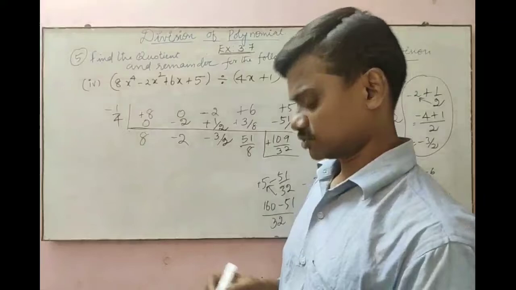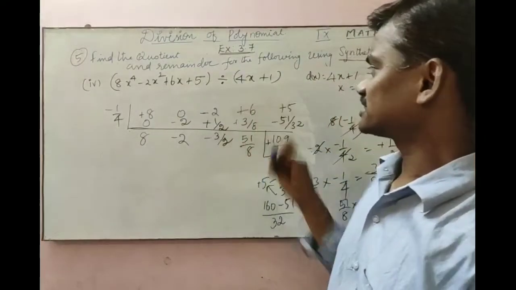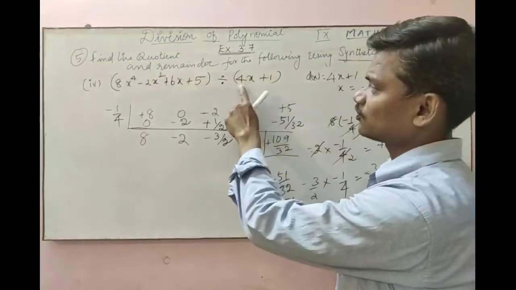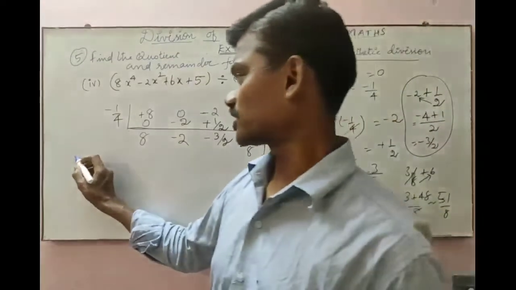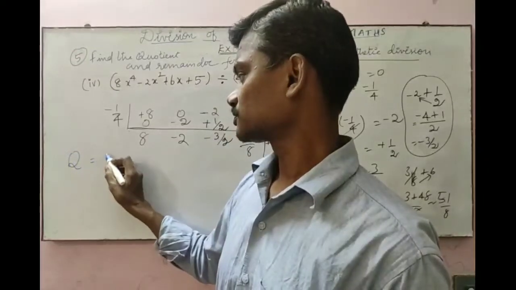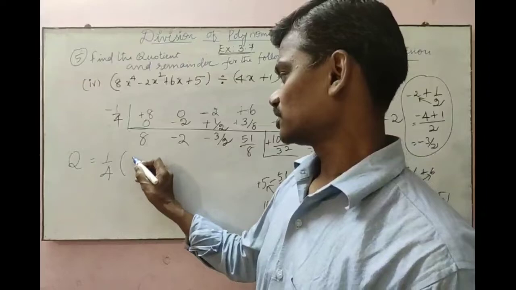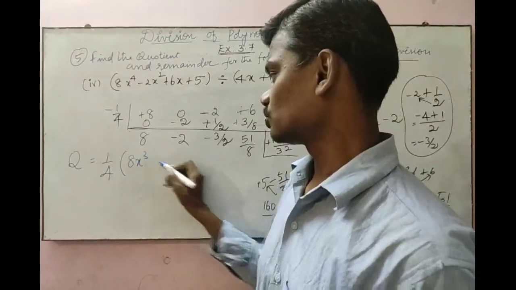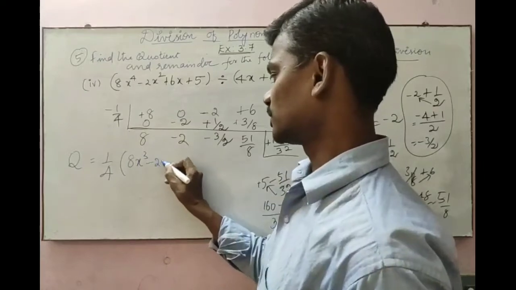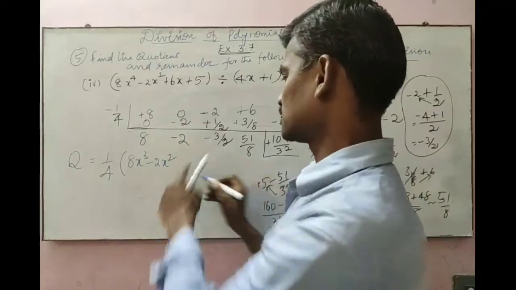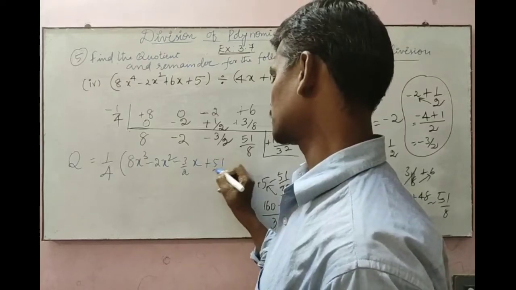But we have to do one thing here, because in the divisor we have 4 as the coefficient of x. So when you are writing the quotient, you have to divide this by 4, that is multiply by 1 by 4. 8x cube, so this is the x cube term. Here the x square term is minus 2x square. Here minus 3 by 2 into x plus 51 by 8.